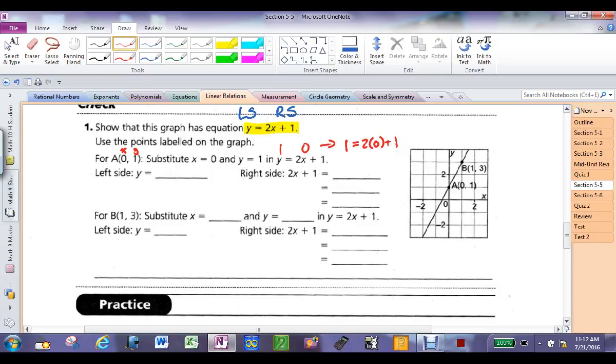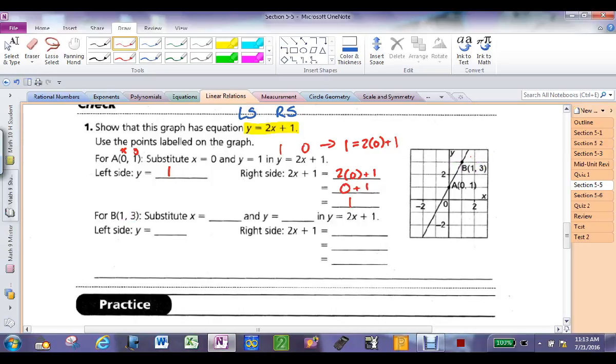Right? Okay. What is the left side of that equation? The 1 or the 2 times 0 plus 1? The 1, that's the left side. The left side of the equation is 1. Right? Okay. The right side of the equation is 2 times 0 plus 1. 2 times 0 is 0, plus 1 is 1. Cool? Great. Now we're going to check a second point, (1, 3).